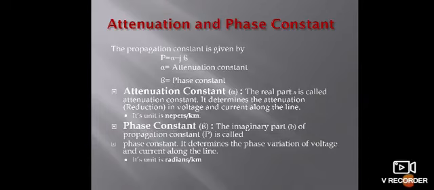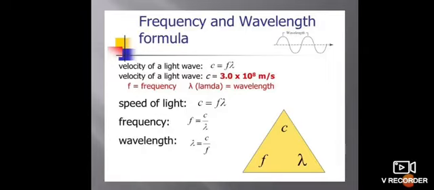The next one is wavelength. The wavelength is defined as the distance that a wave travels along the line per one cycle, that is 2 pi radians. In order to find the wavelength, we use c equals lambda f, that is wavelength into frequency, where c is the velocity of the light wave.